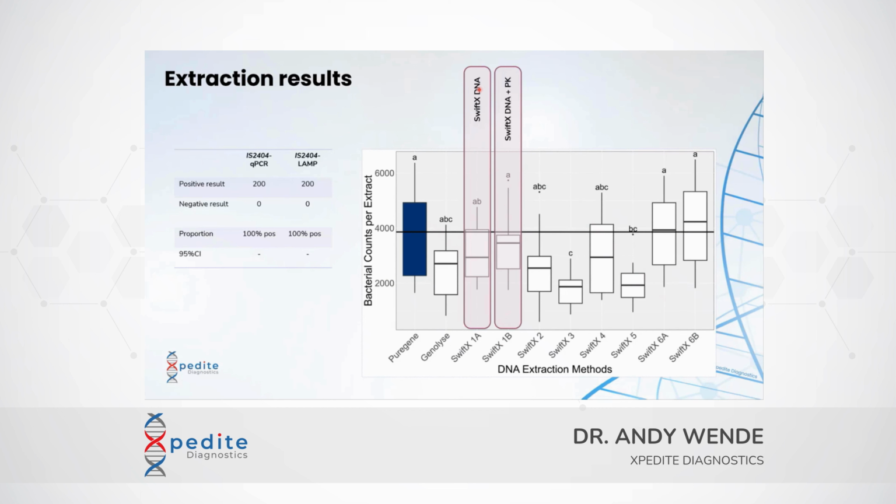So SwiftX DNA, the standard kit, had a similar bacterial DNA yield as the PureGene reference, and the use of proteinase K for the heat lysis step was not bringing such a huge advantage. It's rather small, but you can see here as well that the cell capturing that we do with the magnetic beads is at least as efficient as centrifugation. SwiftX Parabact is similar, slightly less performance, I would say, but not really significant.